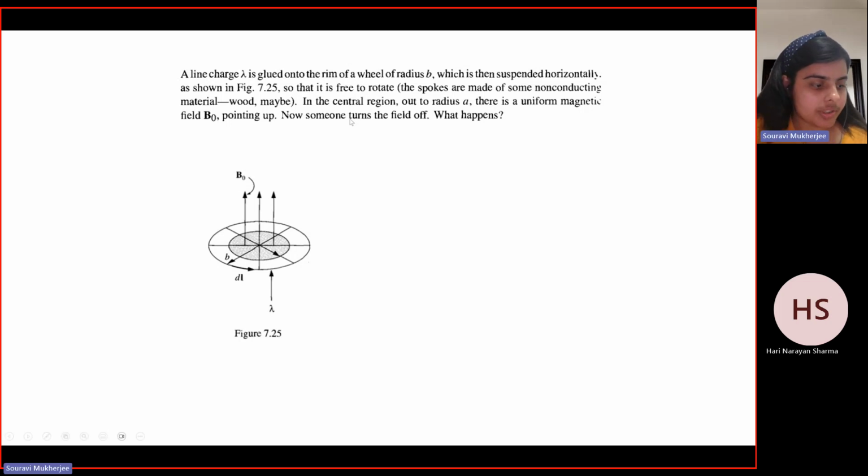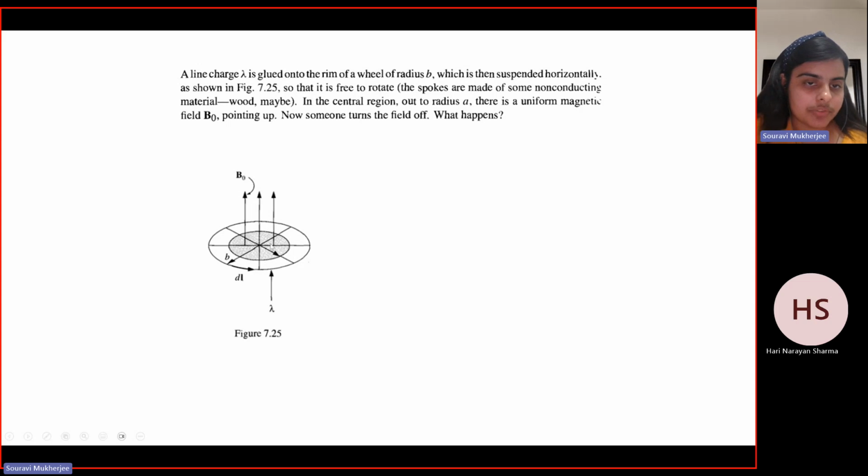So obviously, once the entire field goes to 0, that means there'll be no flux, and so there'll be no EMF. But during this change from B naught to 0, there's a transient time, right? And at that time, the flux is decreasing. So that would result in a net EMF, right? So we have to find that. So we have to see what that induced EMF does on this line charge, right?